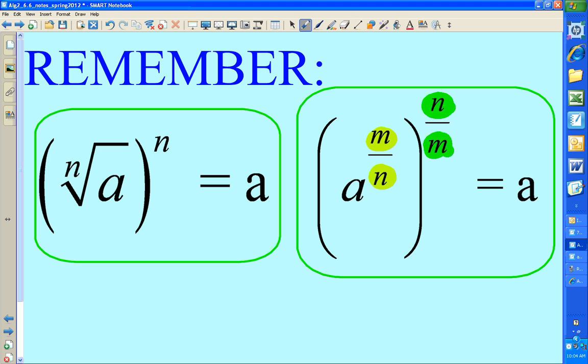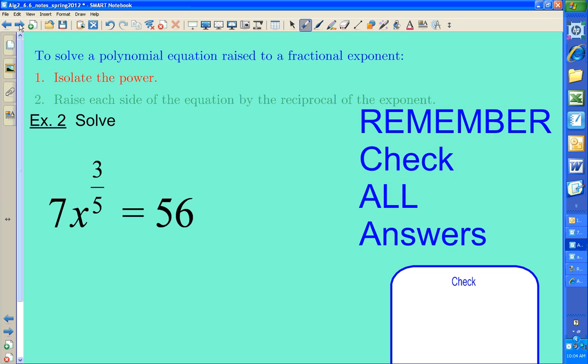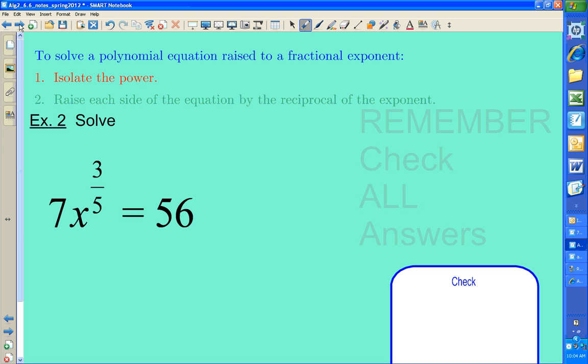All right, I'll give you another option. If you don't like working with the exponents, you're going to have to tell me you want another option, and that'll be fine. We can look at it a different way. But the example we're going to look at right now looks like this: 7x to the 3/5 equals 56.